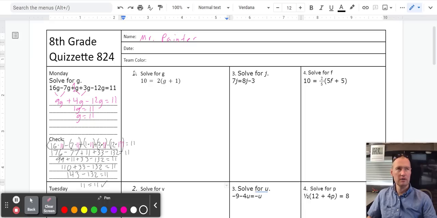Let's see. Number 2. So I'm going to change that to a number 2. Okay. So number 2, we have solve for G. 10 equals 2G plus 1. So we're going to get into something called the distributive property. There are 2 ways to do this. What I'm going to do is I'm going to show you both ways. So you can pick the way that works for you.